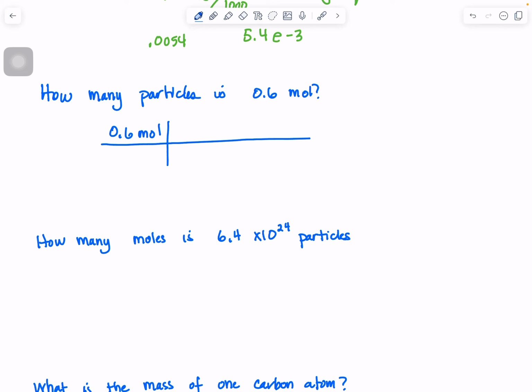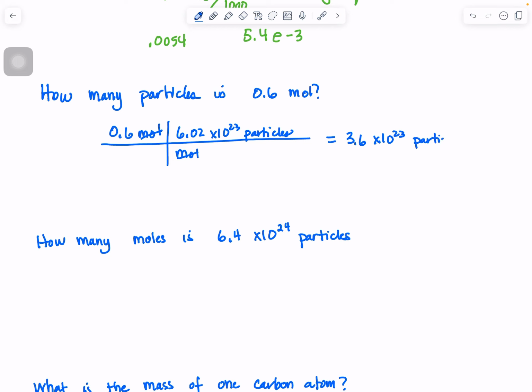So we've got 0.6 moles, and we know that a mole is 6.02 times 10 to the 23rd particles. When I am doing this, I always write down my units because it helps me know if I'm doing the calculation correctly. Here we have moles divided by moles, so that equals 1. And so I'm just going to multiply 0.6 times 6.02 times 10 to the 23rd, and that gives me 3.6 times 10 to the 23rd particles.